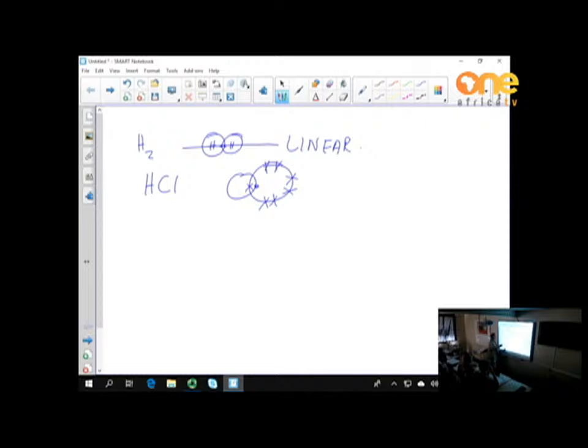Whether we have a double bond in oxygen or a triple bond like in nitrogen, it doesn't matter. It still forms a line. Okay, so the molecular shape then, just very simply linear, it is the first one on your page.